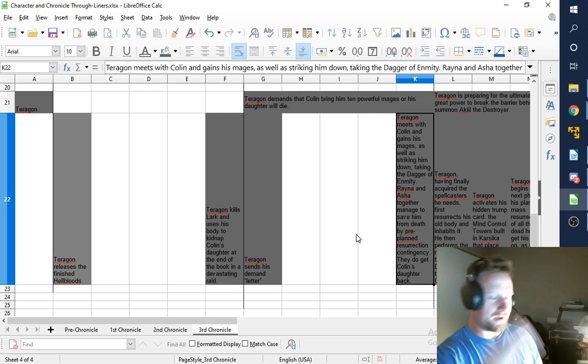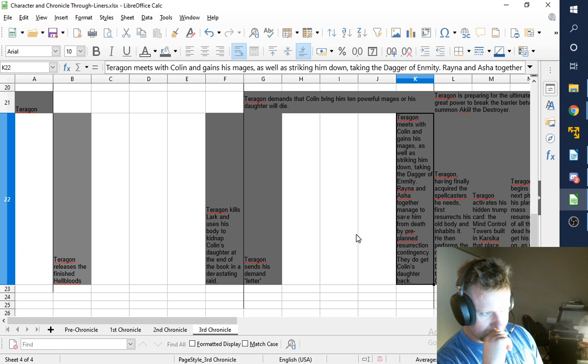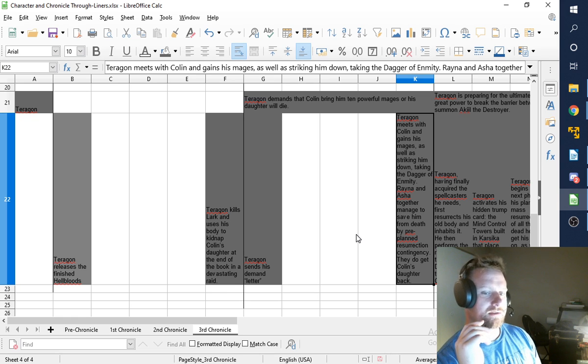However, the thing that I came up with recently as an idea is, Tarragon wants 10 powerful mages. There's not necessarily a reason why he would know that Colin possesses the dagger until he sees him. So my thought was, what if the two of them go, Colin and Aisha, together, and the pre-planned contingency is on Aisha instead, because she's basically like, I'll trade myself for my daughter. Because he needs powerful mages to cast this spell that is supposed to break the big barrier.